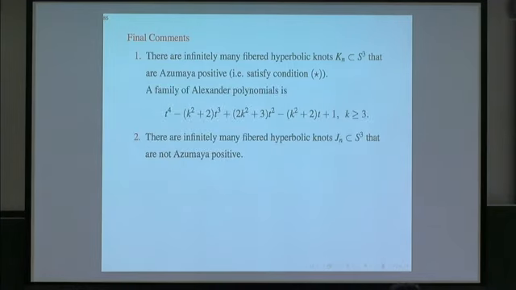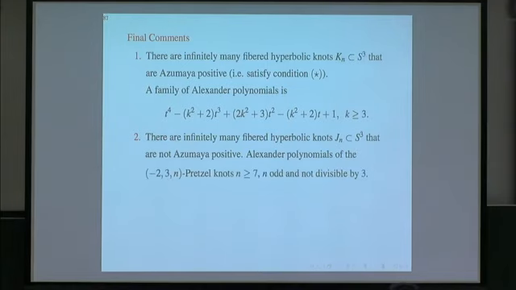And you can write down a family of Alexander polynomials, for example, those ones. And these are Alexander polynomials of knots because, in fact, any polynomial that looks like this is the Alexander polynomial, for example, of some arborescent knot, thanks to the work of Stoimanov. But there are infinitely many knots that are not Azumaya positive.